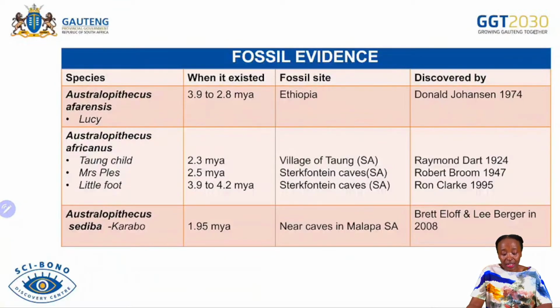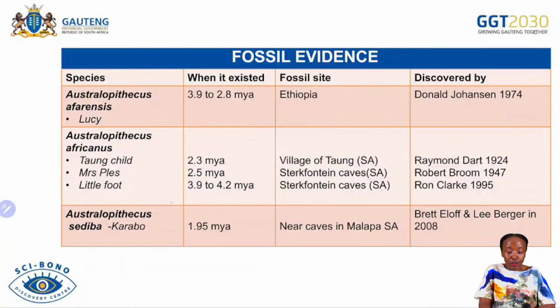When you look at the second genera, which is the Australopithecus, fossil evidence shows us that there was once Australopithecus afarensis, Australopithecus africanus, and Australopithecus sediba. These are also fossils that were found, which are contributing to human evolution. Remember earlier, when you started with evolution, your teachers told you that evolution is a theory. And you asked, why is it a theory? Because there is lots of scientific evidence out there that has been proven to support it.